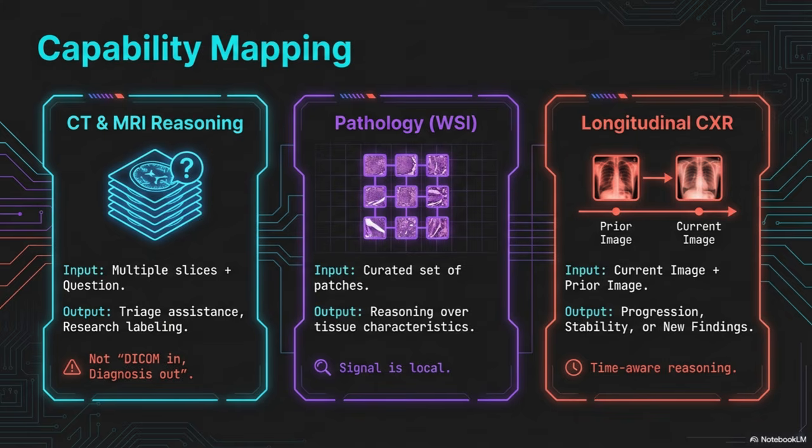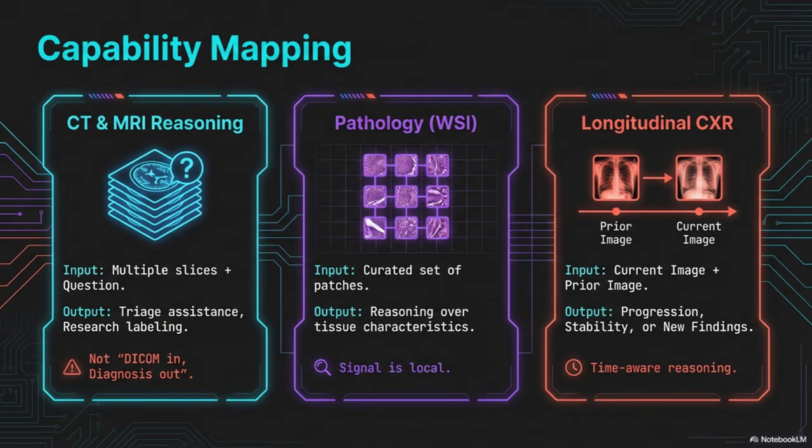Diving into the specific imaging capabilities, let's start with the most complex one, CT and MRI volume reasoning. Okay, so the workflow is pretty much the same. You select and provide multiple slices plus a specific question, and the model replies in text. This is designed for assistance. Assistance, not diagnosis. Absolutely. Think triage support or labeling data for research or QA checks.